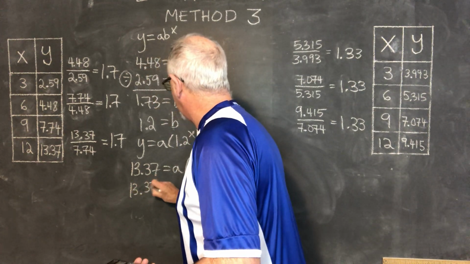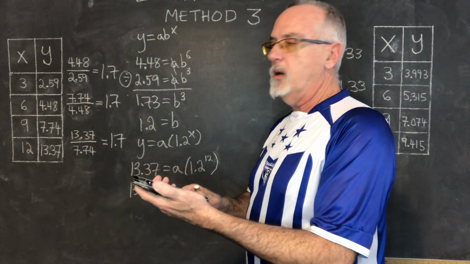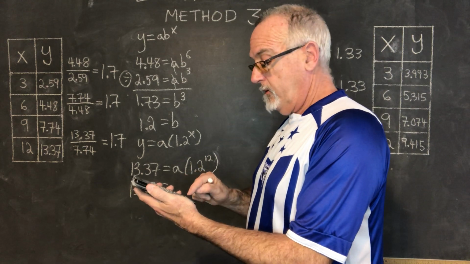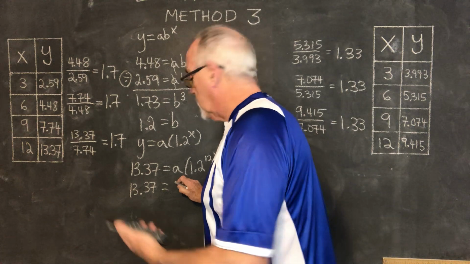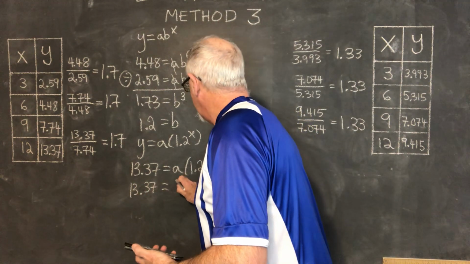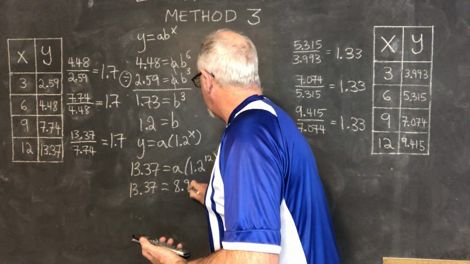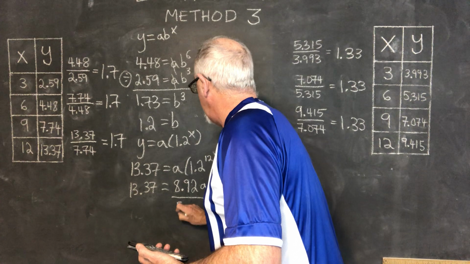I'm kind of asking for it here. Let's see if it goes into scientific notation, which I don't really want to do. 1.2 to the power of 12 equals, no, 8.916, etc. So I'll call that 8.92. And I have 13.37 is equal to 8.92a. Now I just have to divide both sides by 8.92.